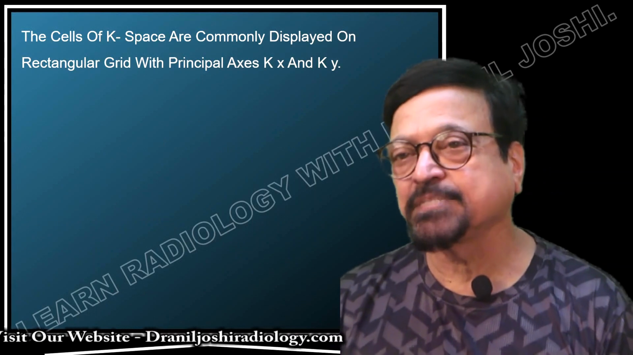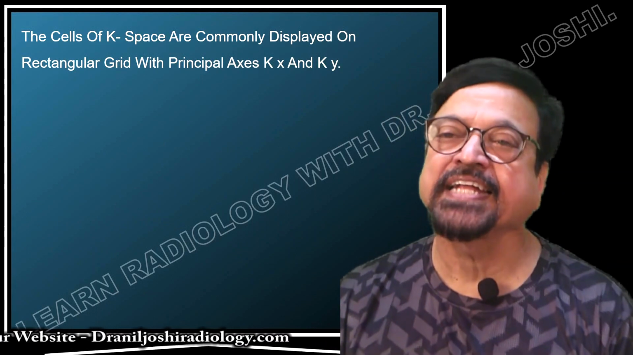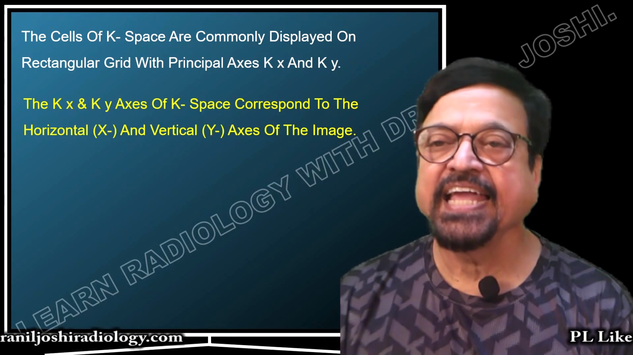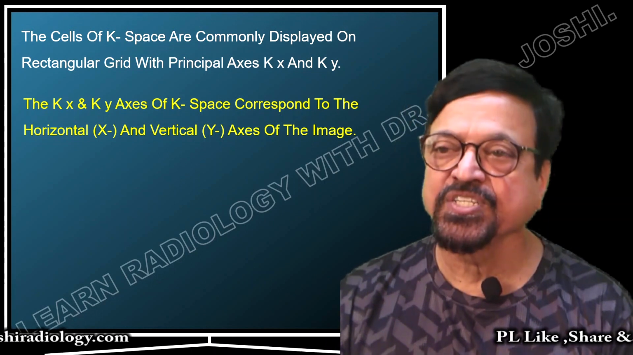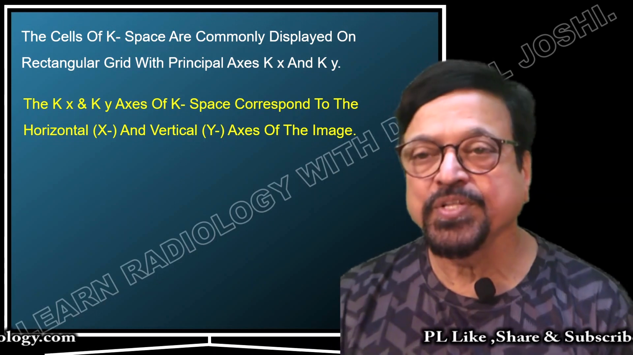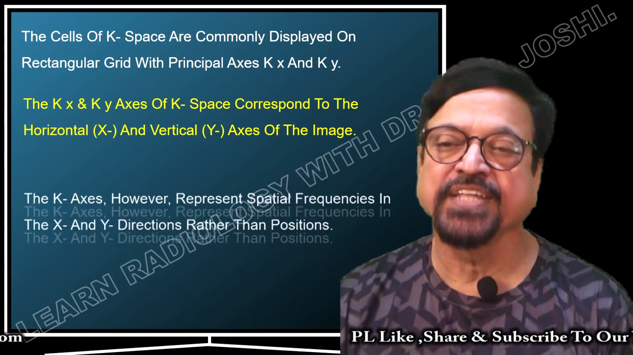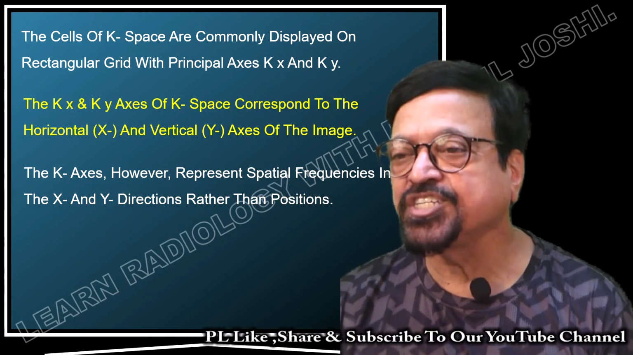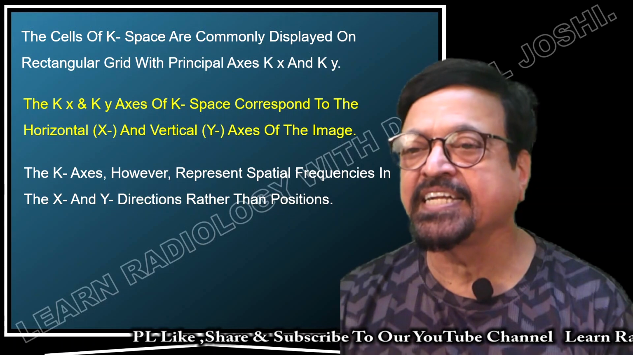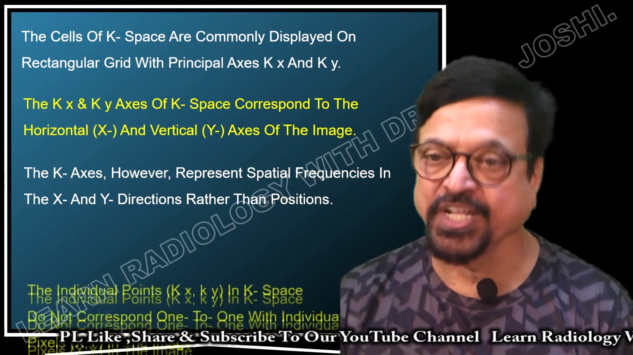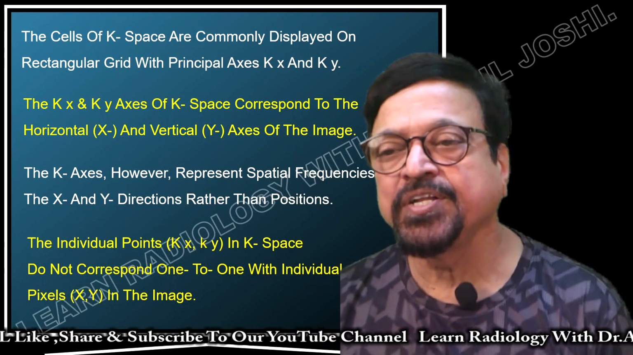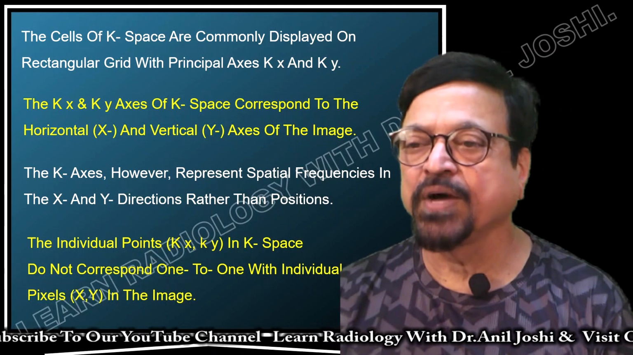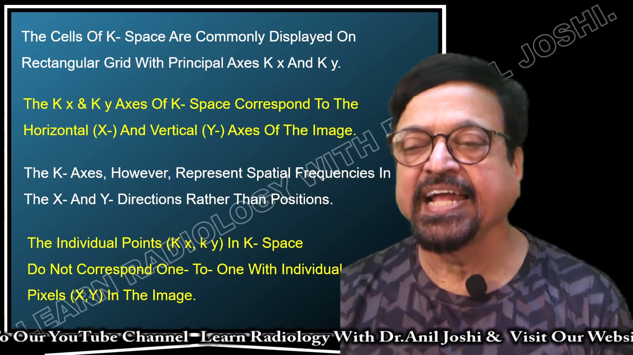The cells of k-space are commonly displayed on a rectangular grid with principal axes kx and ky. The kx and ky axes of k-space correspond to the horizontal x and vertical y axes of the image. The k-axes, however, represent spatial frequencies in x and y directions rather than positions. Now, the individual points kx and ky in k-space do not correspond one-to-one with individual pixels, that is x and y in the image.